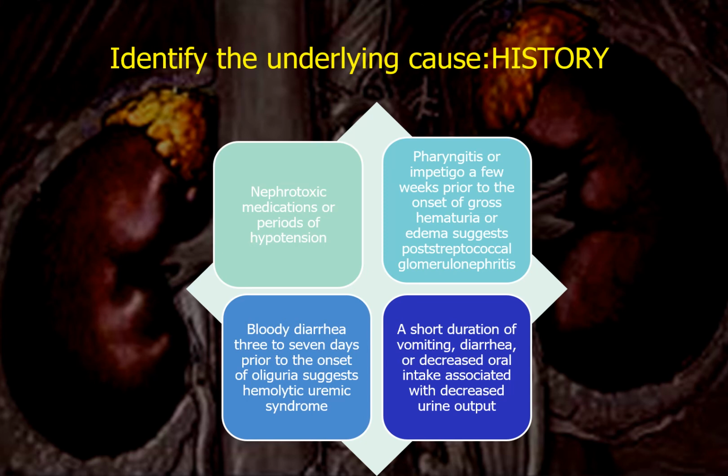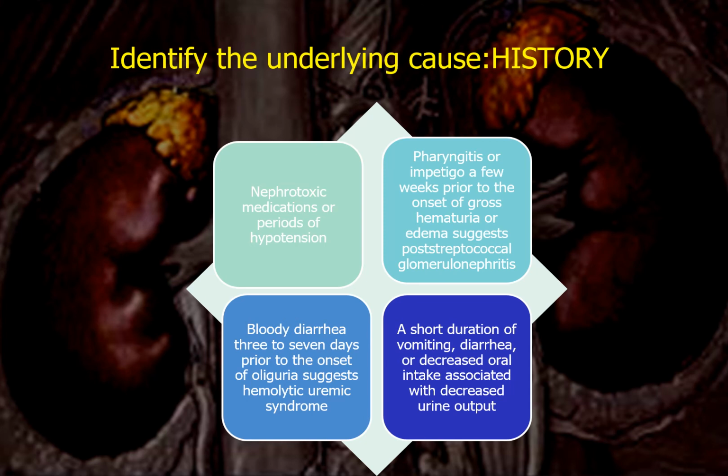The initial history is directed towards uncovering an obvious risk factor or cause for AKI. The following historical findings are often indicative of underlying etiology. Ask about a short duration of vomiting, diarrhea, decreased oral intake associated with decreased urine output, and this will suggest prerenal AKI. Ask about the history of bloody diarrhea 3 to 7 days prior to the onset of oliguria. This may suggest hemolytic uremic syndrome.